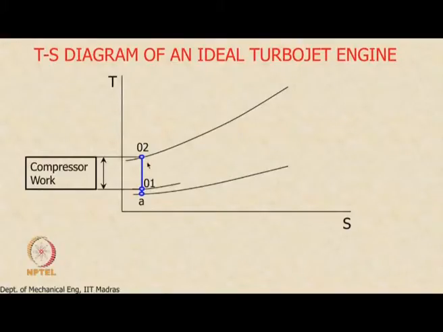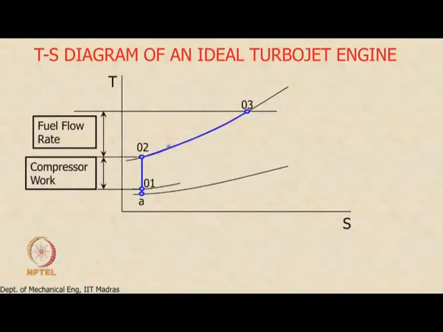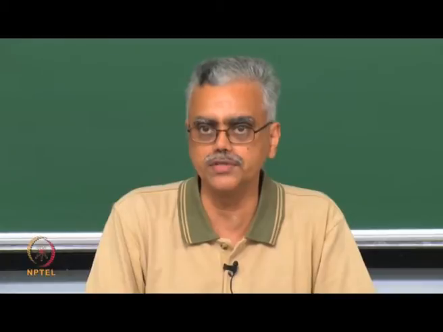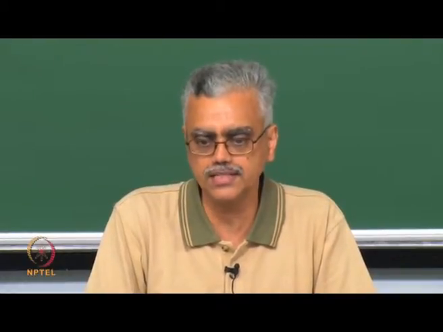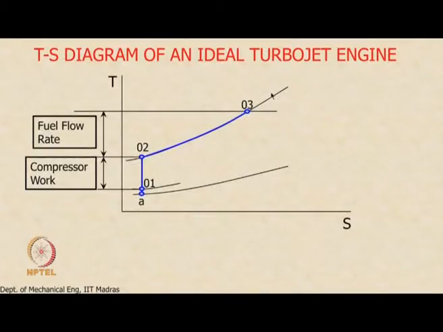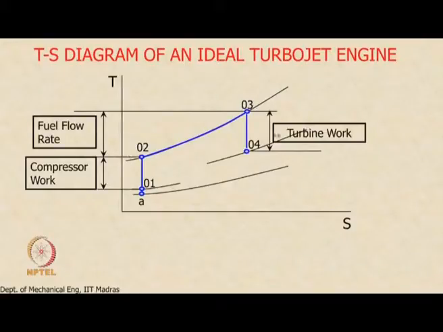Then we add heat in the combustor, and so we go to stagnation state 0,3 at the end of the combustor. The vertical distance is proportional to the fuel flow rate. The higher the fuel flow rate, the higher the stagnation temperature here. This is the turbine, and again we go from state 3 to state 4. We extract work from the fluid here so that we can use it for running the compressor.